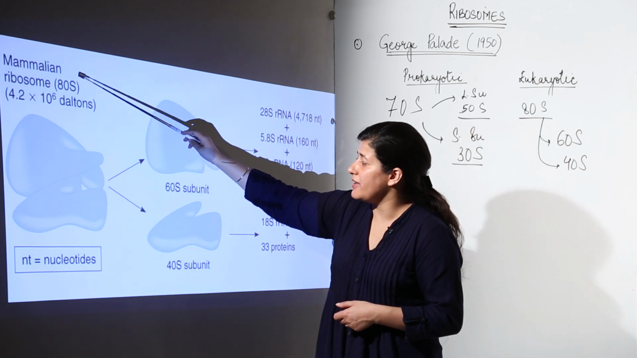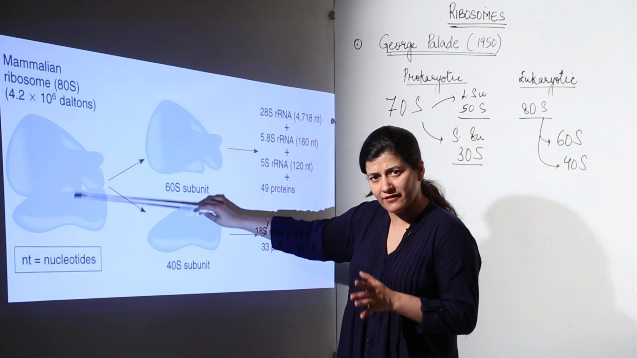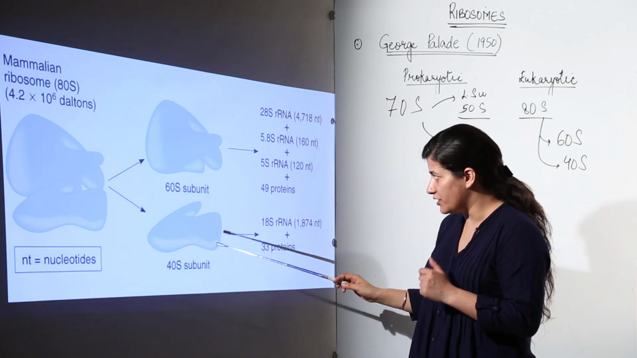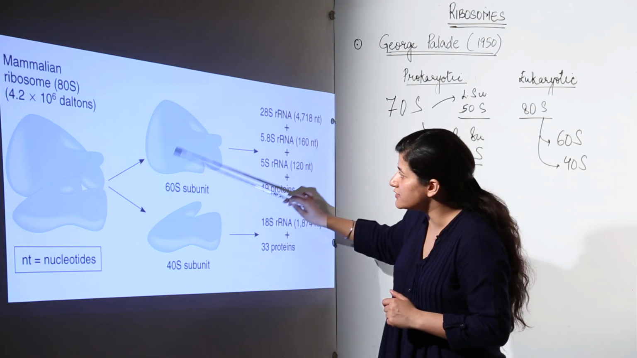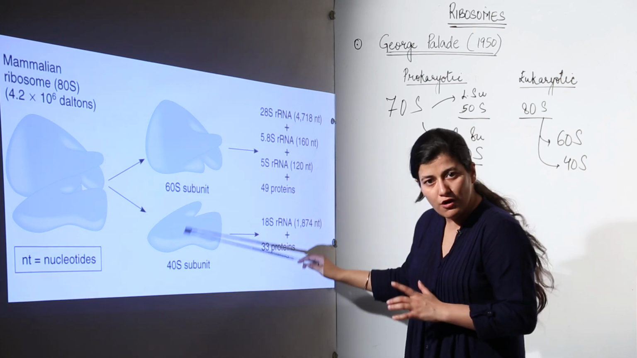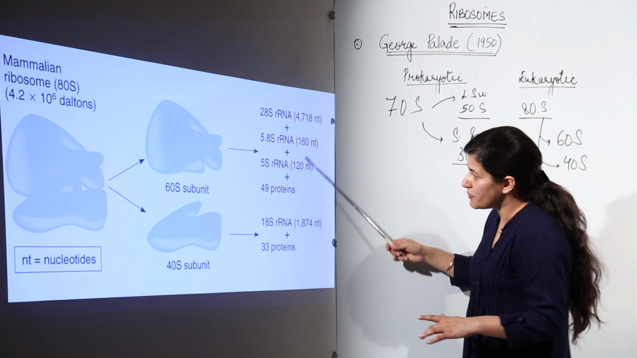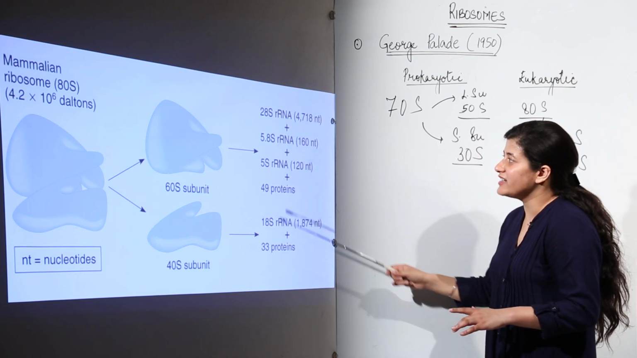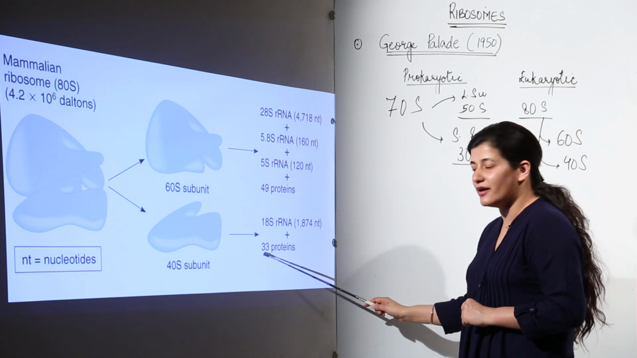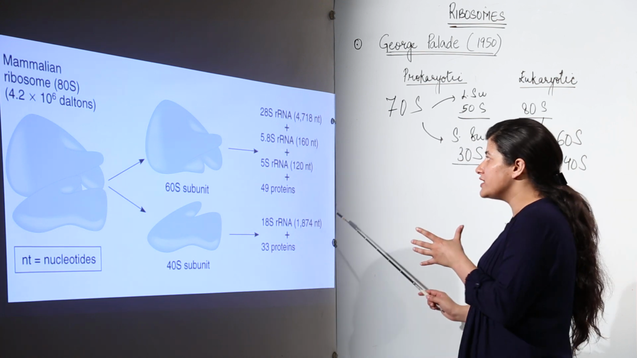Now this mammalian ribosome, as you must be knowing, also has two subunits. It has nucleotides inside it, as I told you in the beginning. The two units: the larger one is 60S and the smaller one is 40S. For remembering purposes, there are 49 proteins in the larger subunit and 33 proteins in the smaller subunit.